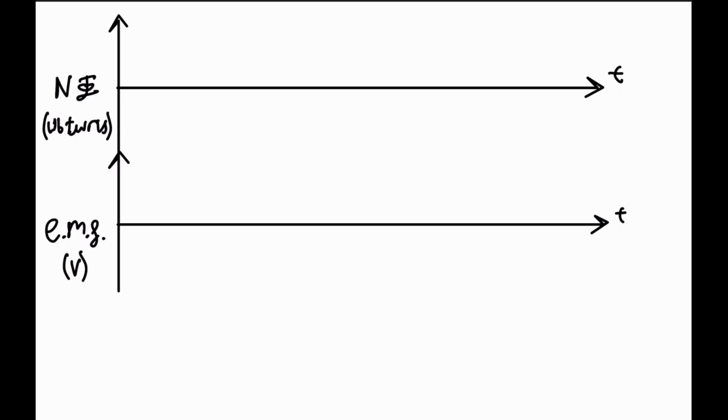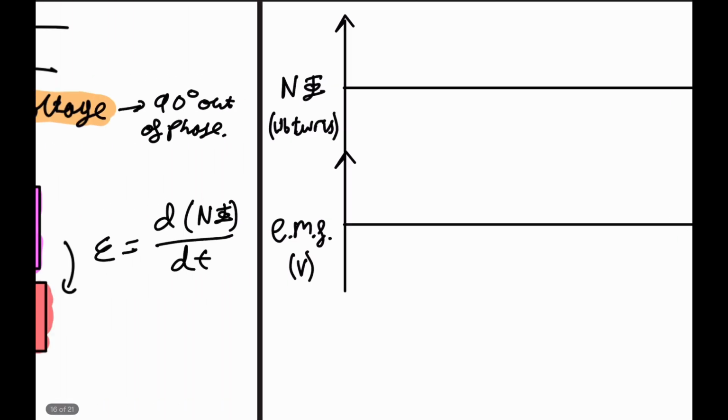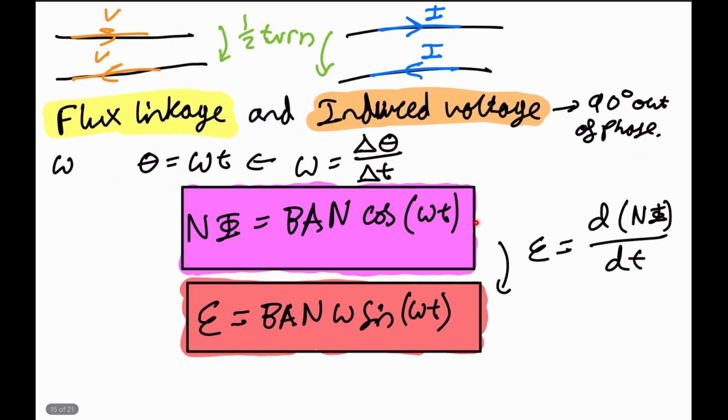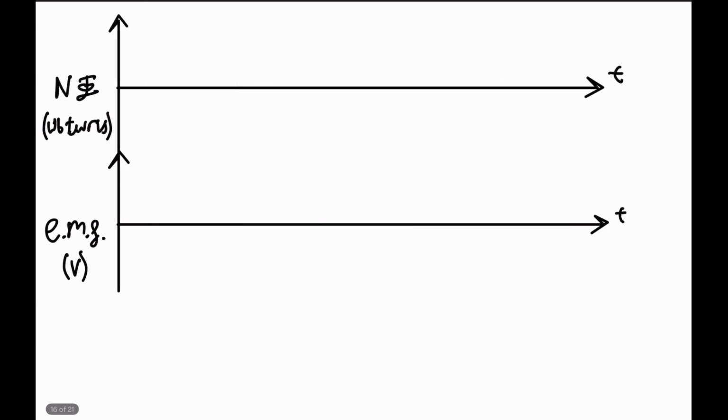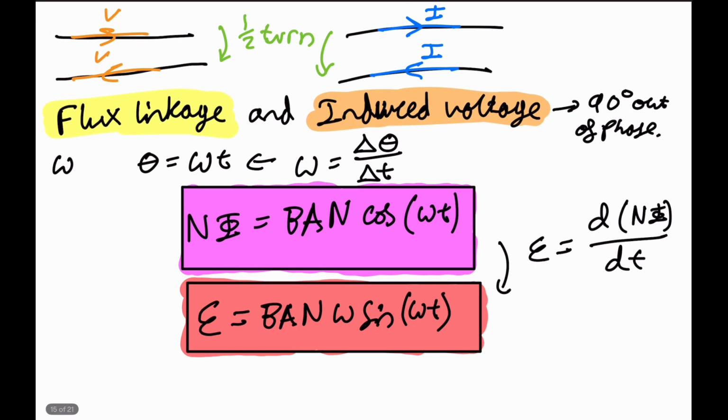So here we have two graphs, one of flux linkage in Weber turns and one of EMF against time. I've drawn them right next to each other to compare what would happen at the same time intervals. If we look at the equations again, one relates to cos of a multiple of time and one relates to the sine of a multiple of time. So for the flux linkage, we can just draw a cos wave because it's related to cos.